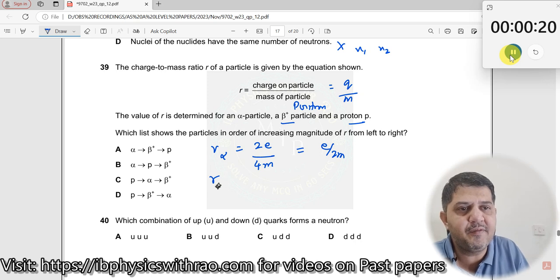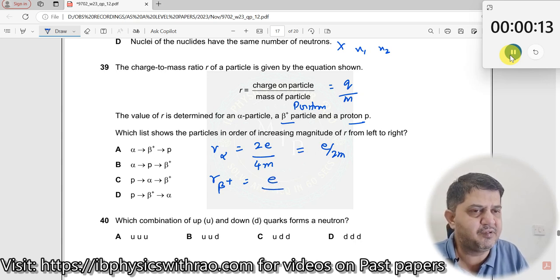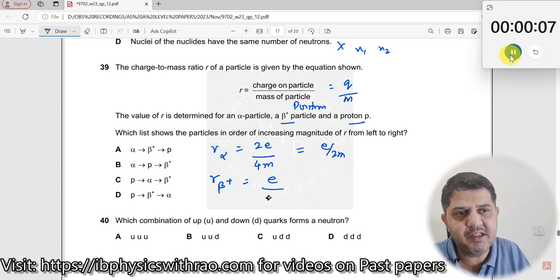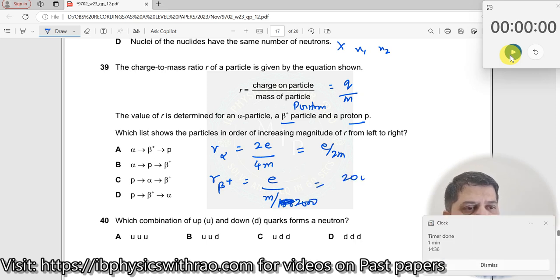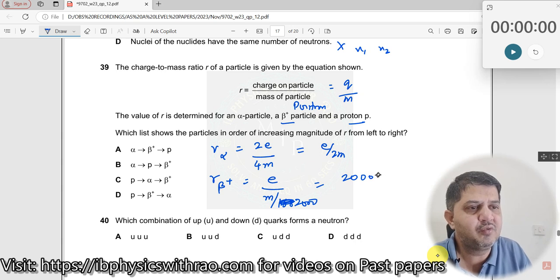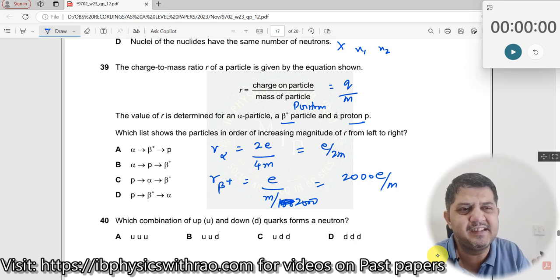And then let me find R beta plus. It has one positive charge, and the mass of the positron is equal to the mass of an electron, which means this should be much lesser. So it is something like m by 1860, let us say 2000 for the time being, m by 2000, which should nearly be equal to 2000 times e by m. What is this 2000? It's nearly the mass of a proton, around 1836 or something, but I just put it as 2000.